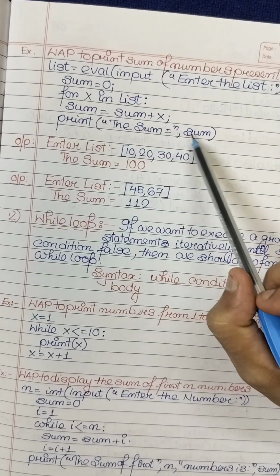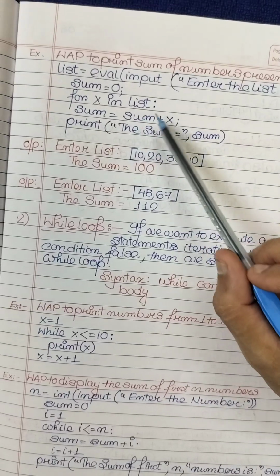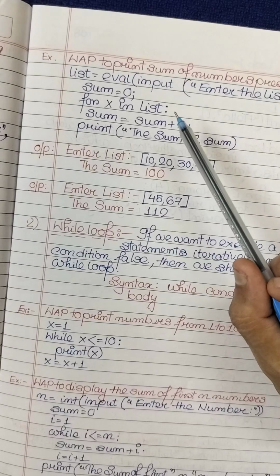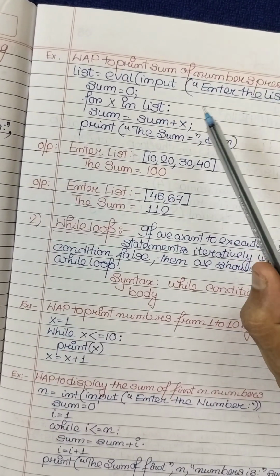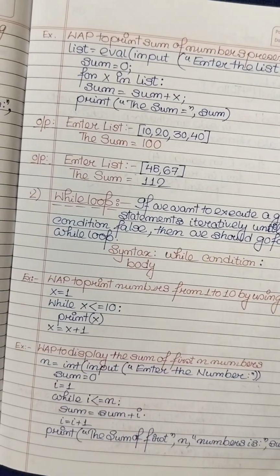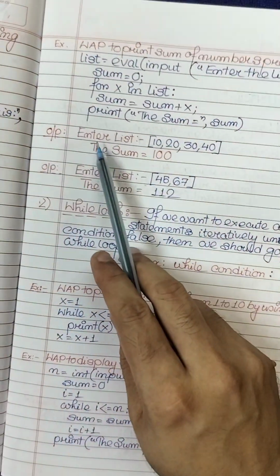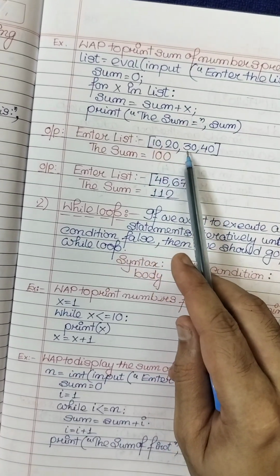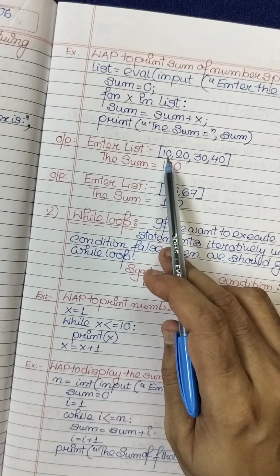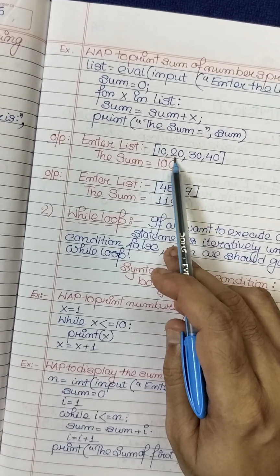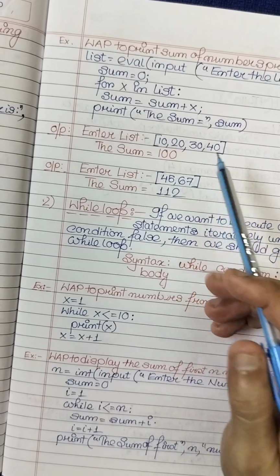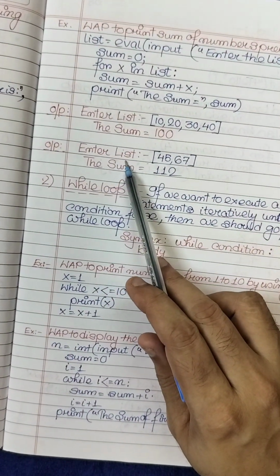Then print the sum. That means sum plus x: 0 plus 1 is 1, then the next number is 2, 1 plus 2 is 3, and it will continue till there are numbers. So if the entire list is 10, 20, 30 and 40, the sum is 100: 0 plus 10 is 10, 10 plus 20 is 30, 30 plus 30 is 60, 60 plus 40 is 100.